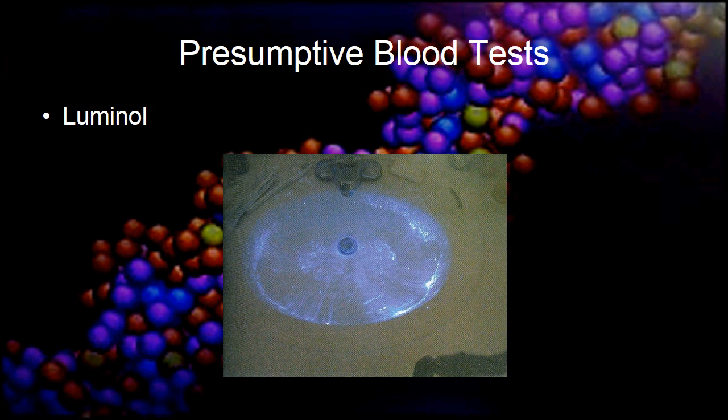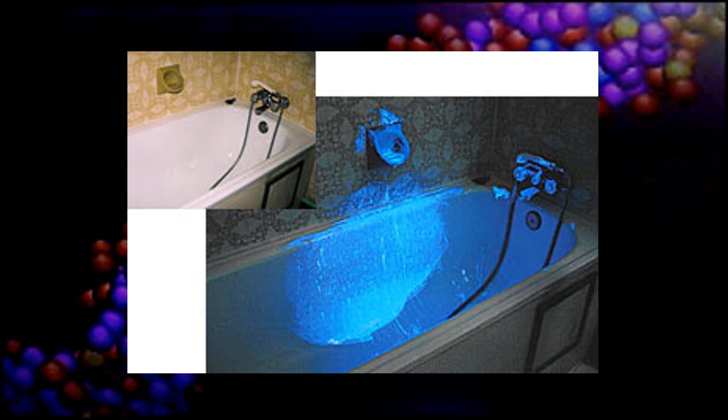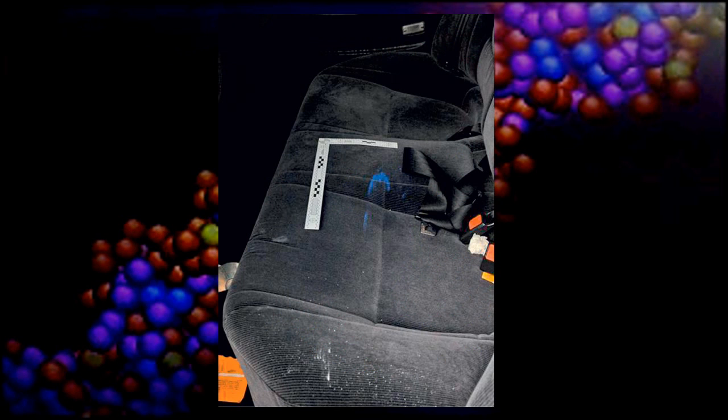Here is another example of luminol that shows where an individual obviously attempted to wash blood off their hands in a sink, and it lit up the entire sink. In a bathtub, and in a vehicle, you can see where they had blood on them. They got in a vehicle. It may not be immediately apparent when you first see it, but when you darken the vehicle and take some pictures, the luminol shows exactly what it was.